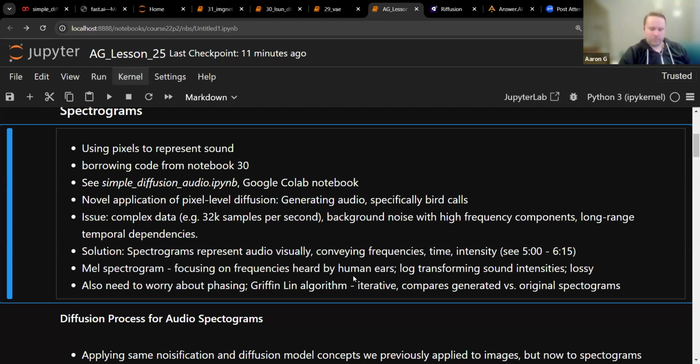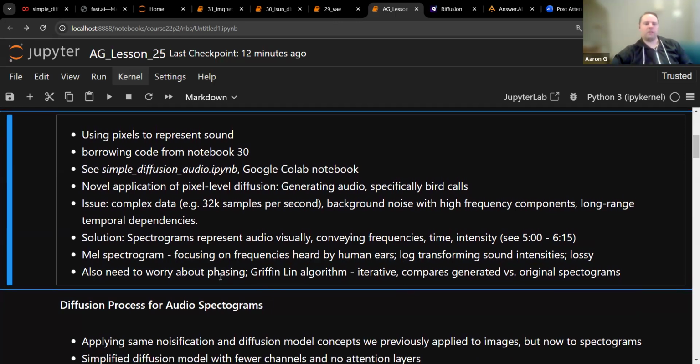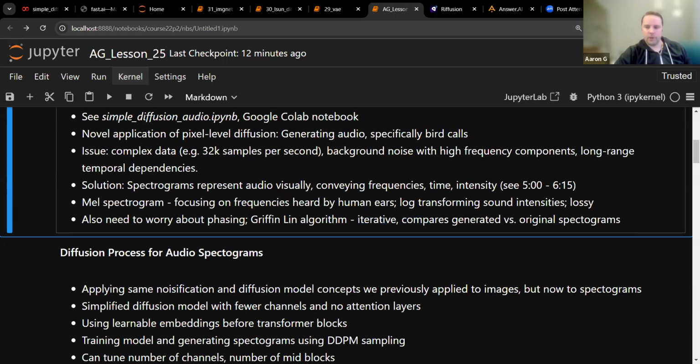And then the other thing is that the frequencies are log transformed. They made a point to say that this is a lossy compression, because you are losing information by applying this spectrogram. And one last piece: when you're dealing with sound, you have phasing issues. Under the hood, there's something called a Griffin-Lim algorithm that iteratively tries to solve for that issue. You could also use a deep learning approach, but this Griffin-Lim thing is pretty standard for audio data.